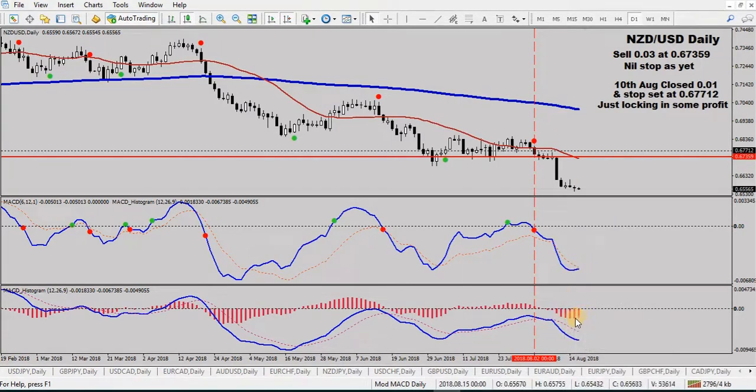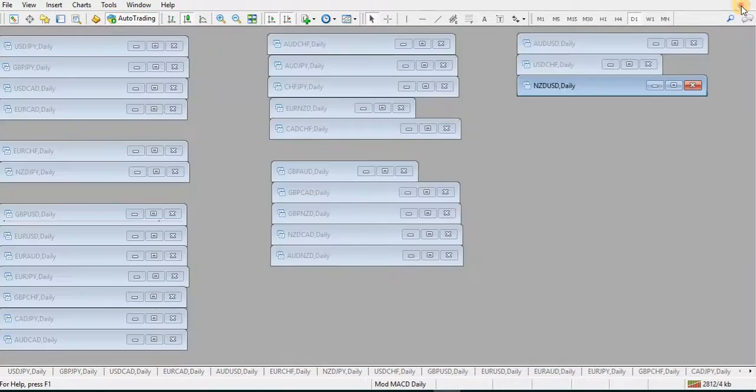Momentum's starting to lose on the standard MACD. You can see the histogram starting to turn up a little bit, and everything just starting to look like it wants to turn a bit. So all I did was take a bit more profit, locked in a bit more profit. I've still got a stop in place, and I've still got 0.01 in play. So that's New Zealand USD.